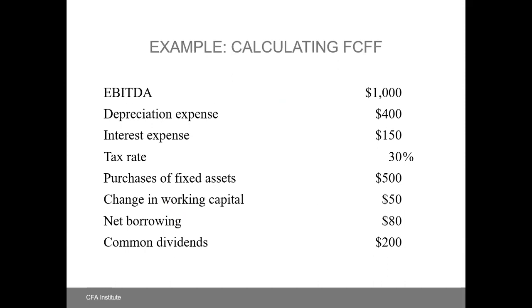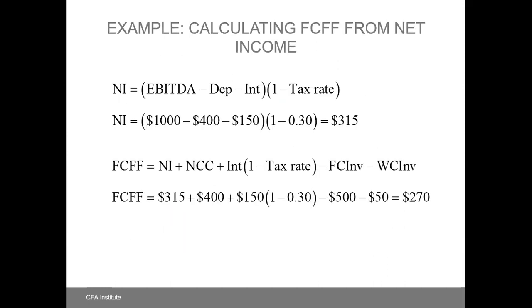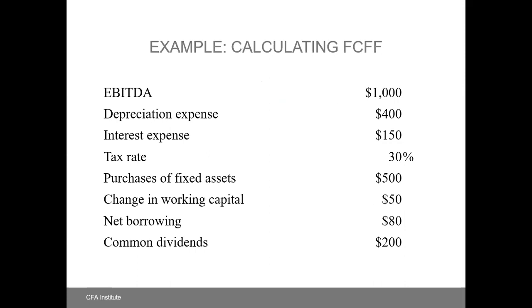So let's solve a problem so that you can feel comfortable with the equation for free cash flow to the firm. What have we seen so far? What information have we been given? First of all, EBITDA $1,000, depreciation expense $400, interest expense $150, tax rate 30%, purchase of fixed asset, which is investment in fixed capital, $500, changes in working capital 50, net borrowing 80, common dividends 200.